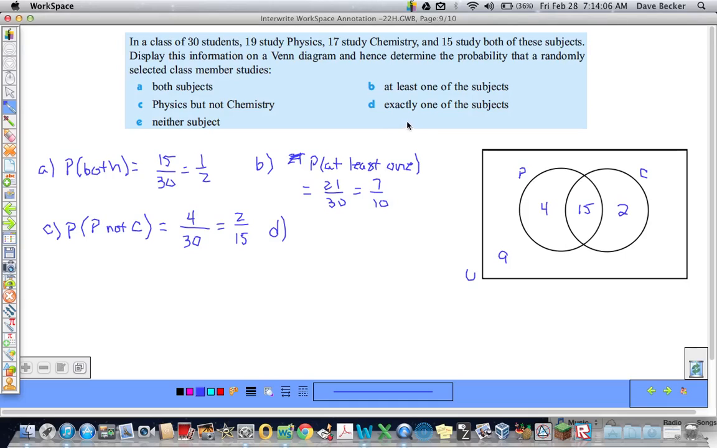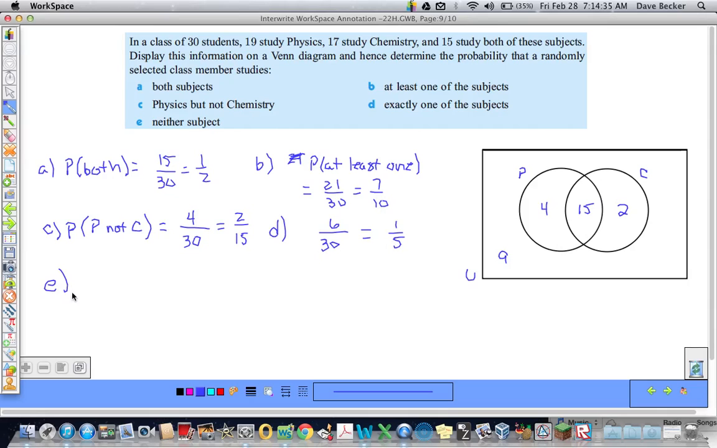Okay. What's the probability that they study exactly one of the subjects? Well, we don't know what these 9 yahoos are doing, but we know there's 4 who study only physics and 2 who only study chemistry. That gives me 6 out of 30. I'm done writing this just to save time. 6 out of 30, and that simplifies to 1 out of 5.